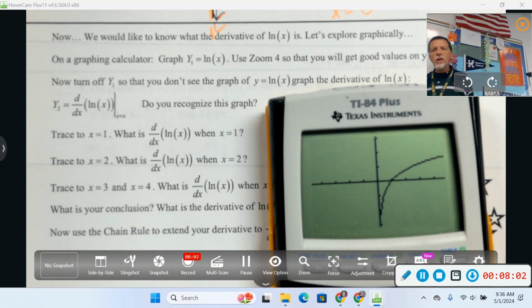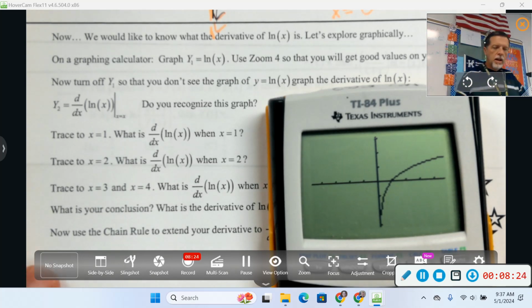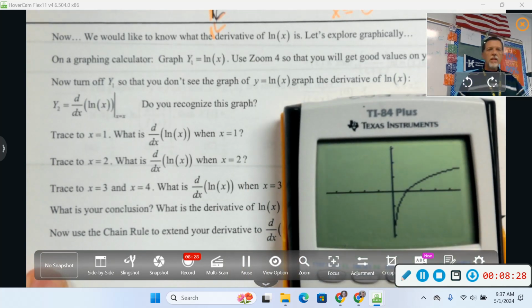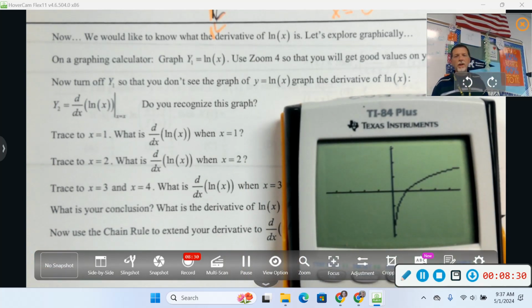So let's all get to that spot, and then we'll go on from there. Get to that spot on the graph, or on your calculator. Go Zoom 4, and it will pick something that works for you. Okay, everybody got that far? Anybody not got that far?